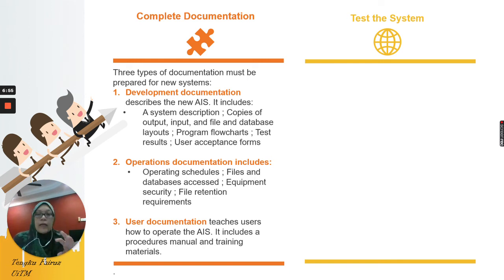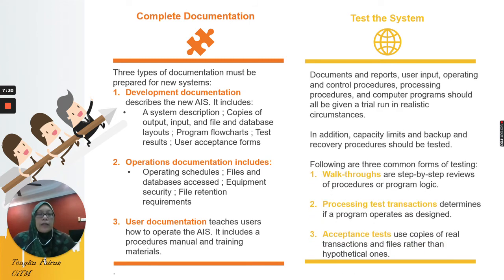Okay, and then the third one is user documentation. It can be a user manual, on how users use the system. This documentation can teach the users how to operate the system, including the procedure manual and training material. So they need to complete all these 3 documents, prepared every time they develop a new system. And then the last thing, they need to test.